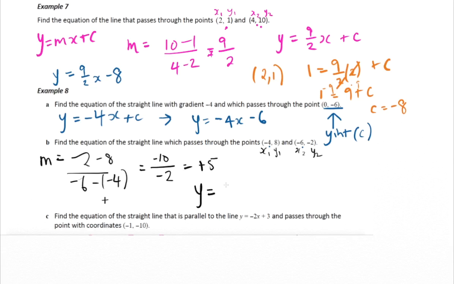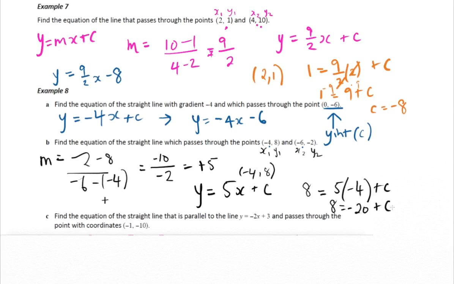Subbing that back into our equation, 5x plus c. Now I want to find c, so use a point to substitute in. Neither of them look easy, so I'm just going to sub in negative 4 and 8. So here I can go 8 is equal to 5 times negative 4 plus c. 8 is equal to negative 20 plus c. Take the 20 over to the other side, that'll be 28. So your final equation, and I really do apologise for the messiness, is going to be 5x plus 28.